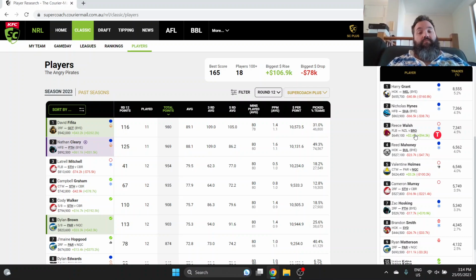But in saying that, if you can hold Reid Marnie this week, maybe if you've got Marnie and Grant, you might look at trading one out. But in that case, I'd probably suggest Marnie over Grant. But Reid Marnie could be a really good hold through the back half of the origin period.